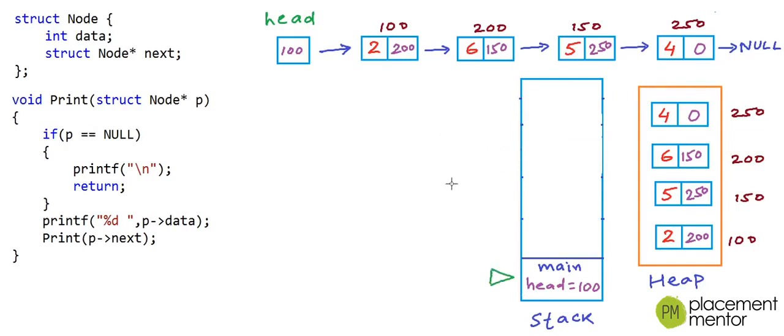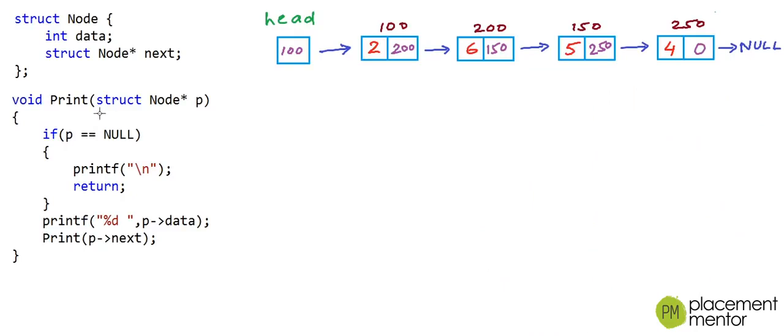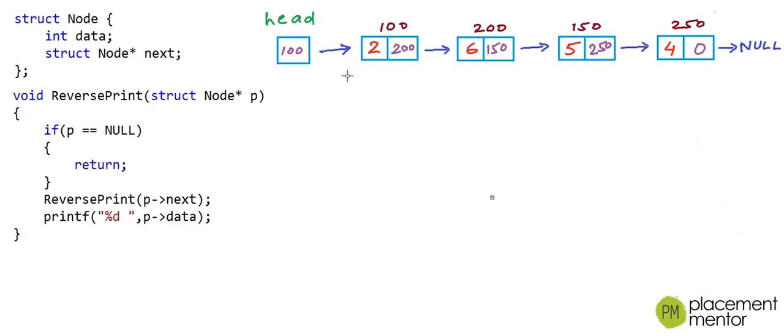Okay, so now I'll clear this diagram of stack and heap on the right and I'll make some change in my print function. I have renamed my function print as reverse print, and in my function I'm first making a recursive call, and after coming back from that recursive call I'm writing a print statement. From the main function I'll make a call to reverse print. Let's write rp as shortcut for reverse print, and initially I'll pass the address of the head node.